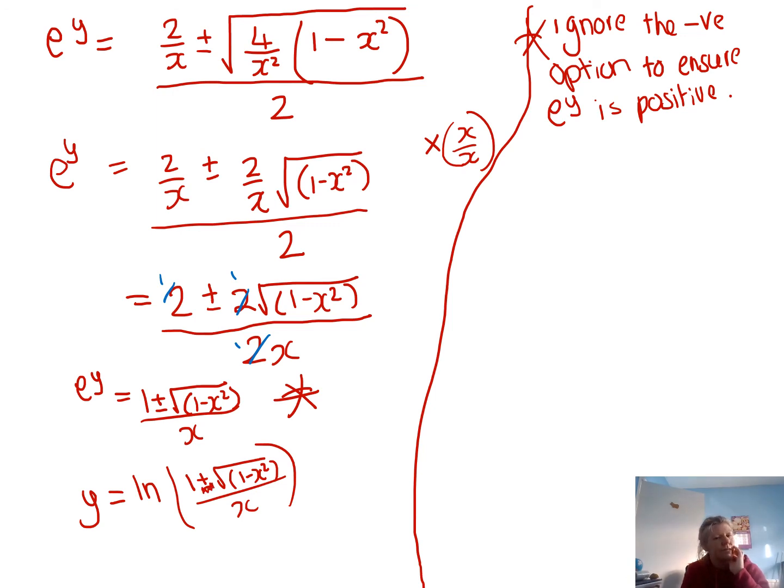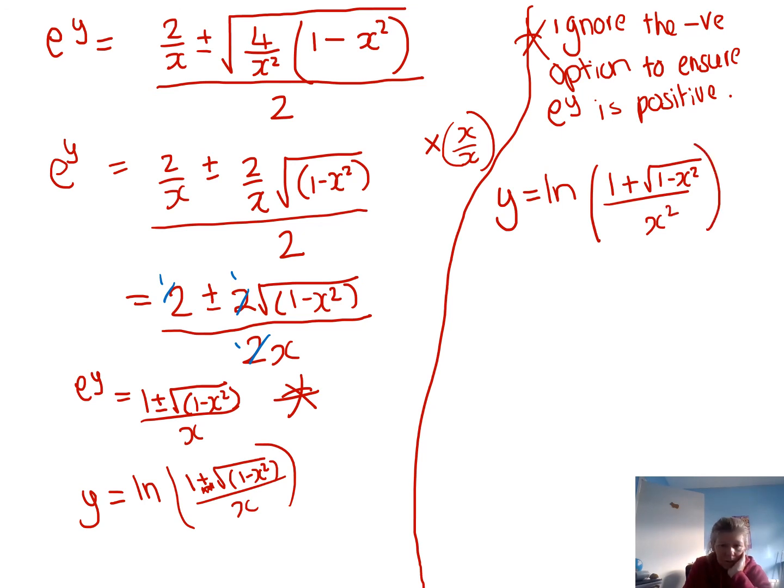It doesn't exist. So what we have got then is that y equals ln of 1 plus root 1 minus x squared, over x. Oh no, it's not x squared at the bottom. What is it for the bottom? Just x.